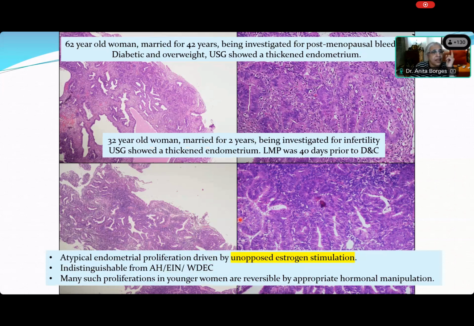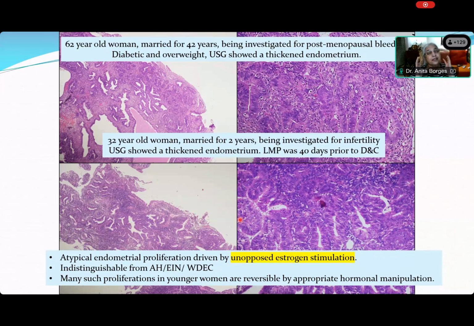It is still an atypical endometrial proliferation, which is driven by unopposed estrogen. In both these cases, it is indistinguishable from what? Atypical hyperplasia is indistinguishable from EIN. It is also indistinguishable from well-differentiated endometrial carcinoma. You will only know if this thing is a carcinoma if it is invading the myometrium, and we don't have the myometrium, right? So we don't know in this. In young women, many of these proliferations are reversible by appropriate hormonal manipulation. This is what we have to understand.